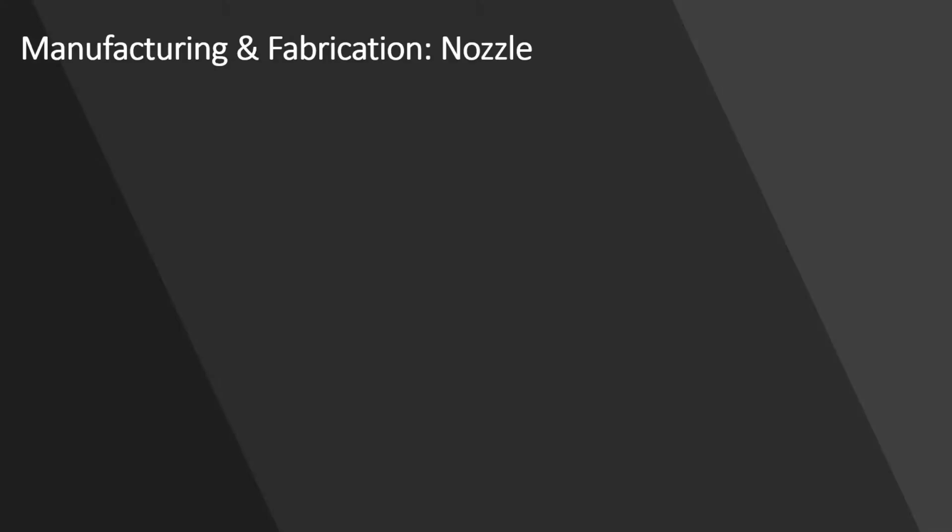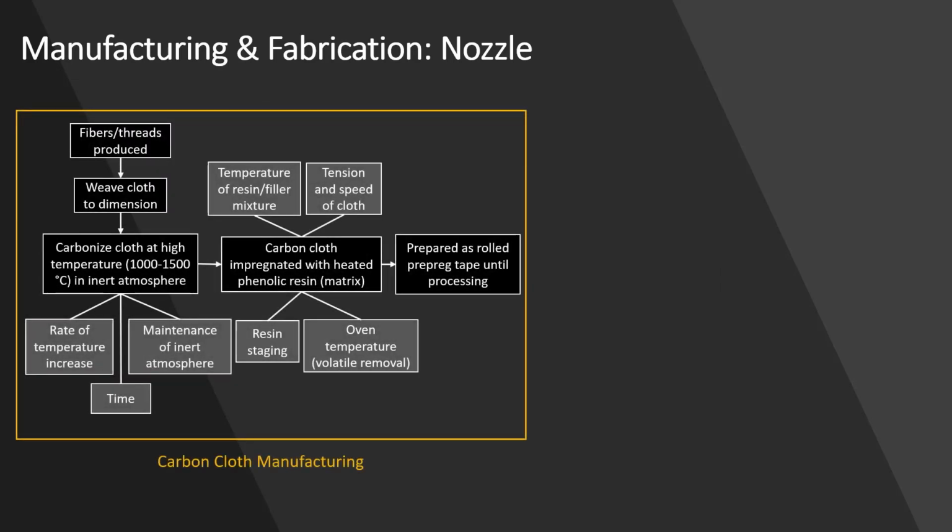This is the manufacturing process for the nozzle, along with some of its dependencies detailed in the gray boxes. During carbon cloth manufacturing, the weaved cloth will be carbonized at high temperatures and impregnated with heated phenolic resin. Two tape wrapping operations will ensue.